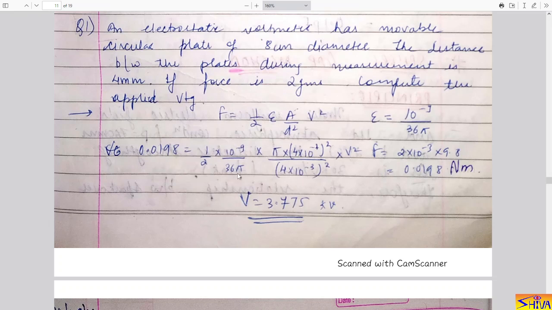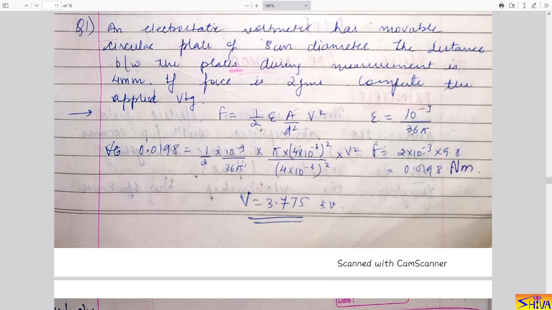Epsilon 0 is 10 to the power minus 9 divided by 36 pi, multiplied by area. It is a circular plate, so pi r square. 8 centimeter is the diameter. Now convert this centimeter into meters, so 4 into 10 to the power minus 2 complete square, into v square, and the distance between the plates is 4 mm. So 4 mm should be converted into meters, so 4 into 10 to the power minus 3, so d square. So the voltage is coming 3.775 kV. So the applied voltage is 3.775 kV, and this applied voltage generates a force of 2 grams and the distance between the electrodes is 4 mm.